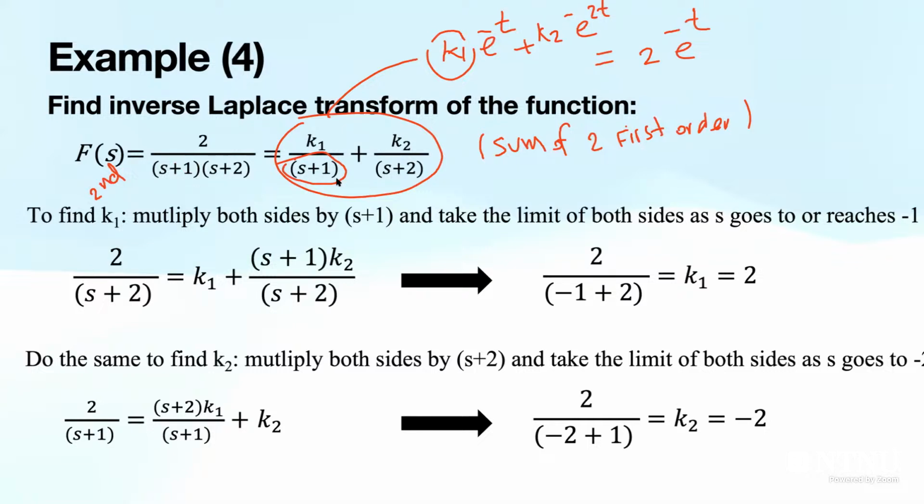Yes, so now we need to get k2. If you want to get k2, you need to multiply f of s by s plus 2. When we multiply by s plus 2, that part will disappear, and we take the limit as s goes to minus 2. So it would be 2 divided by minus 2 plus 1, which is minus 1. So it will be 2 divided by minus 1, which is minus 2. So this one will be minus 2 exponential minus 2t, right?